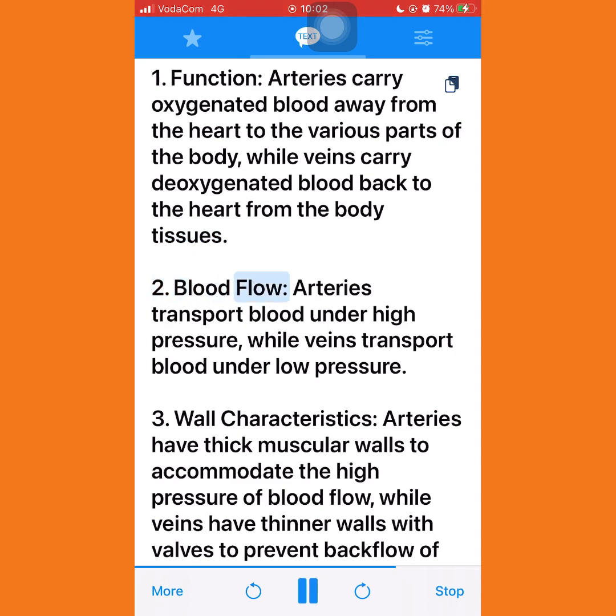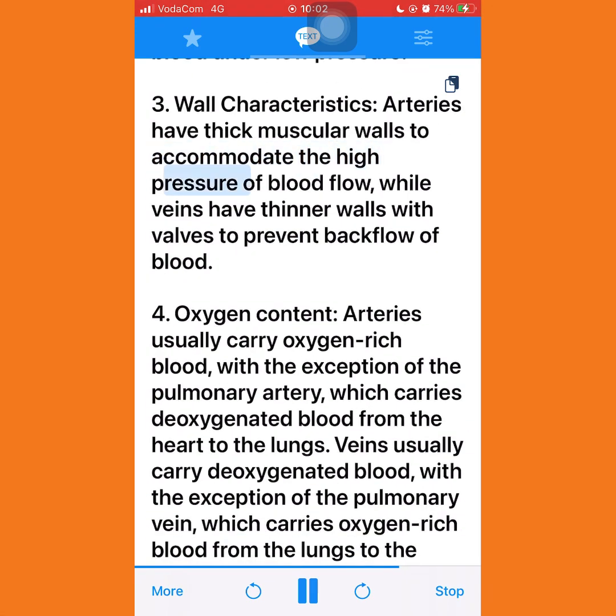2. Blood flow. Arteries transport blood under high pressure, while veins transport blood under low pressure. 3. Wall characteristics. Arteries have thick muscular walls to accommodate the high pressure of blood flow, while veins have thinner walls with valves to prevent backflow of blood.